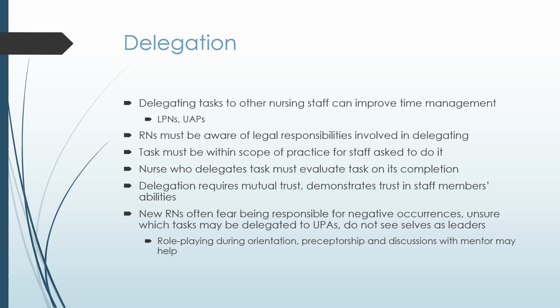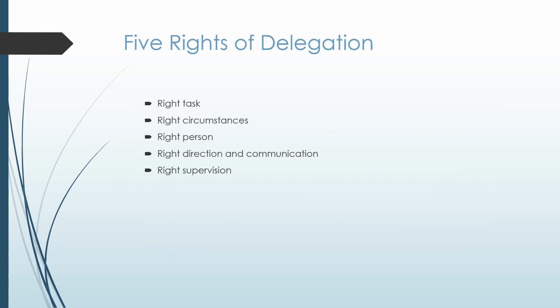You need to know your task, and you need to know the tasks of the LPNs and the UAPs, what they can do, what they can't do. Okay? Delegation requires trust and demonstrates trust in your staff members and in their abilities. So you need to make sure you trust who you're working with when you're delegating. The 5 rights of delegation: the right task, the right circumstance, the right person, the right direction and communication, and the right supervision.